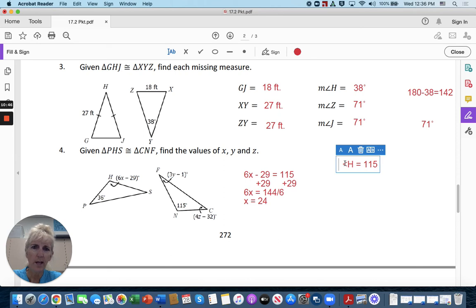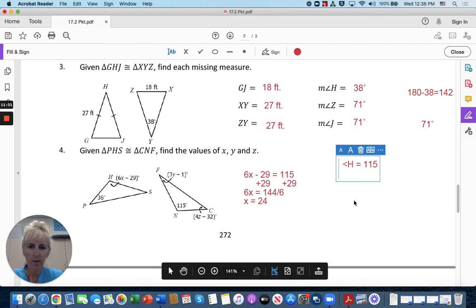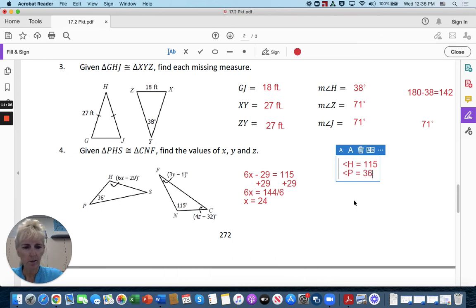Okay, so once we know that, which I could have just done here, that this 115 has to equal that, but we needed to figure out what x was because they asked us for that, okay? Now we can say that angle P equals 36 degrees. We can add those two together, and then we know that the last one, angle S, let's see, if we add those two together, we get 151. Would that be 29 degrees?